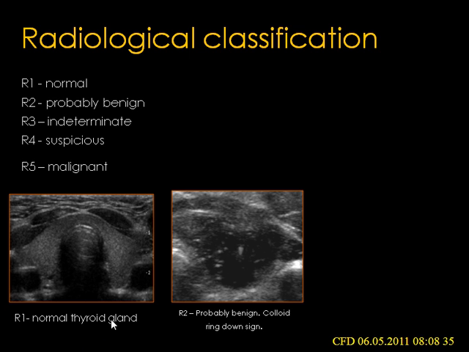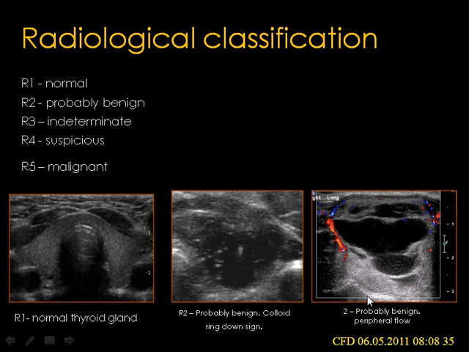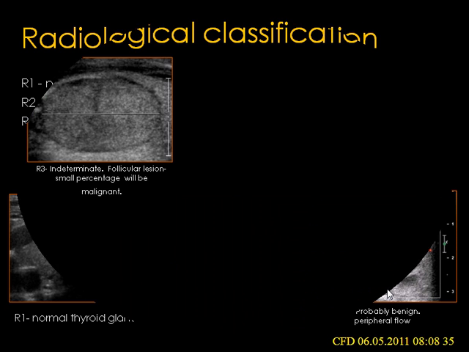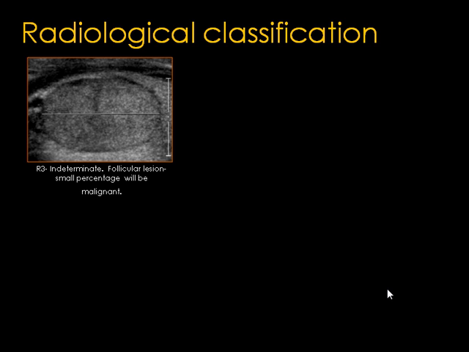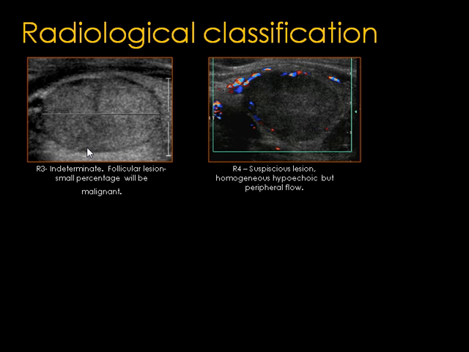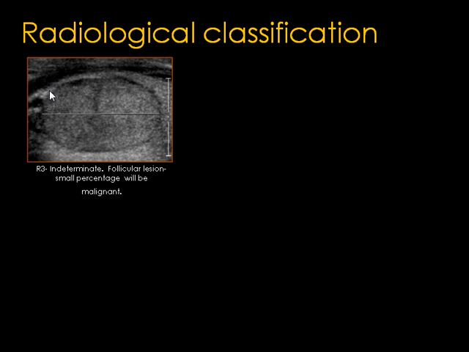This is an example of R2 lesion. It is a cystic nodule with calcification having ring down artifact. It is colloid cyst. This is another example of probably benign nodule, cystic, with peripheral blood flow. R3 describes indeterminate lesion. For example, this is a solid, homogeneous, and echogenic nodule with well-defined halo. This is a follicular lesion, and 80% of these follicular lesions are benign. But the 20% of malignant may also have the same features, so we have to biopsy it.